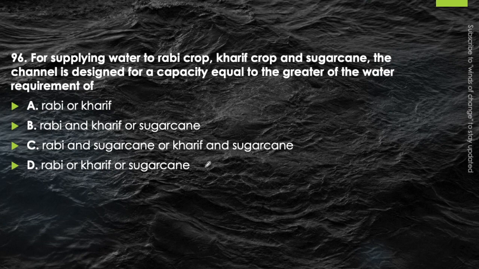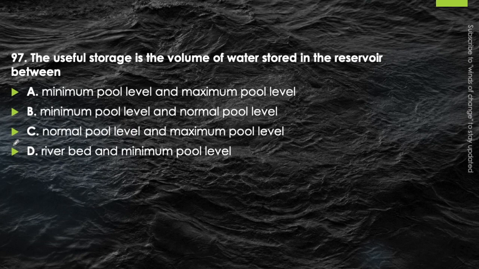The Rabi crop and Kharif crop have their seasons, Rabi in the winter and Kharif in the summer, while sugarcane runs throughout the year. So the water requirement for sugarcane is throughout the year, while Rabi and Kharif crops have their time periods during the year. So the channel will be designed for a capacity equal to either Rabi and sugarcane or Kharif and sugarcane, whichever is the higher value. So the answer will be option C, that is maximum of either Rabi and sugarcane or Kharif and sugarcane. Okay.